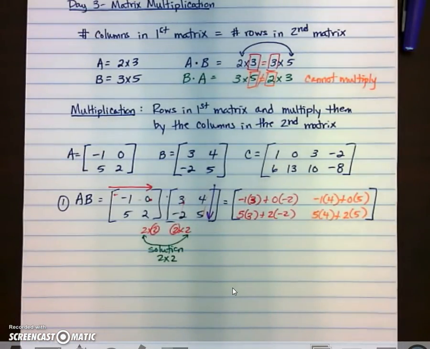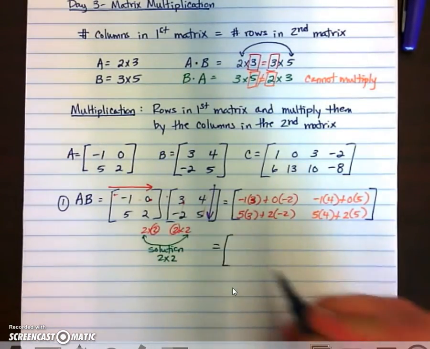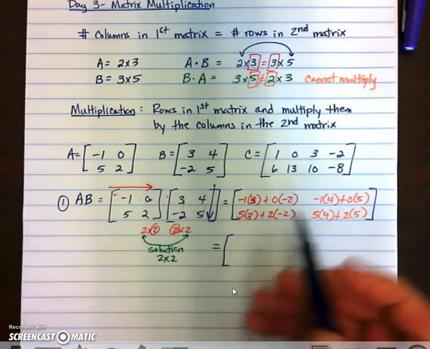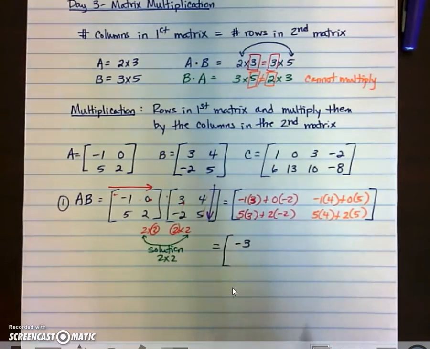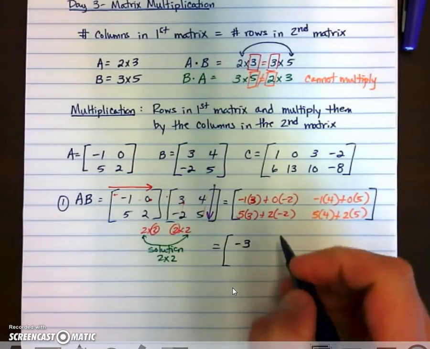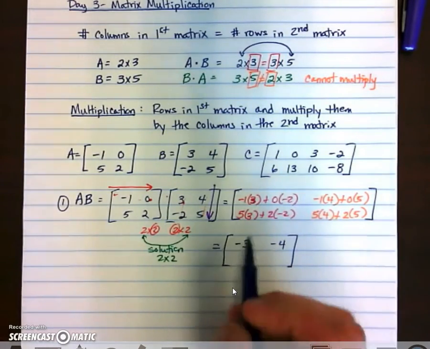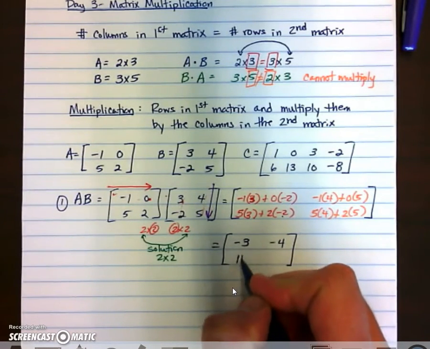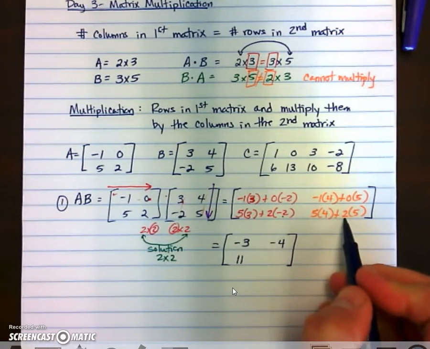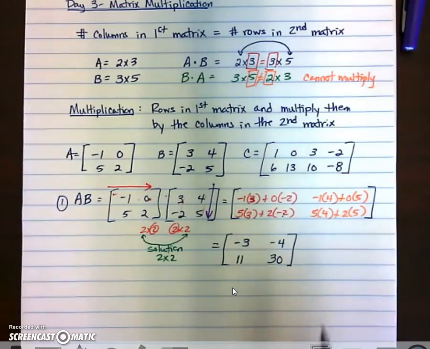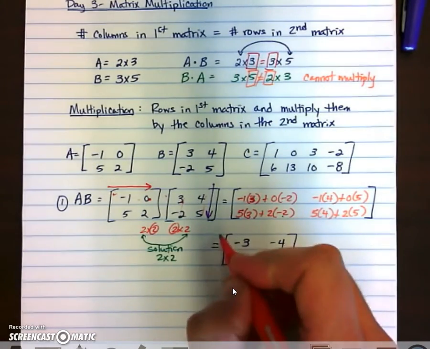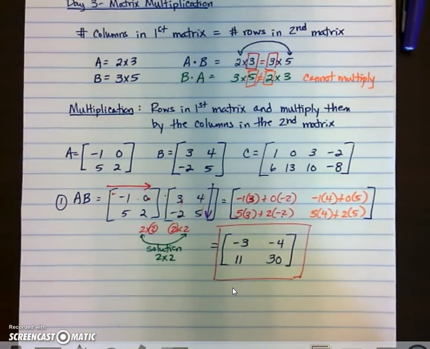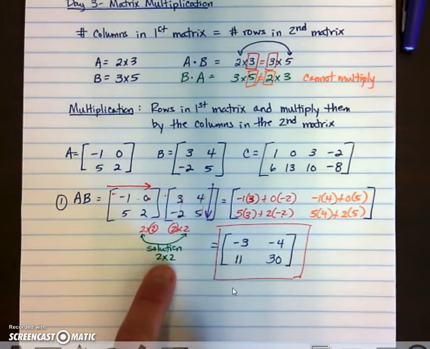Okay? Now, to get my final answer, what I need to do is really just clean all this up, and I'll have my answer. So -1 times 3 is -3, plus 0 times -2 is 0, so that's going to give me -3 there. -1 times 4 is -4, 0 times 5 is 0, so that's going to give me -4. 5 times 3 is 15, 2 times -2 is -4, 15 plus -4 is 11, and 5 times 4 is 20, 2 times 5 is 10, when you add those up you get 30. And this is my solution when I multiply them. Okay, so if you look at that, you'll notice I do have a 2 by 2, which is what I should have ended up with.